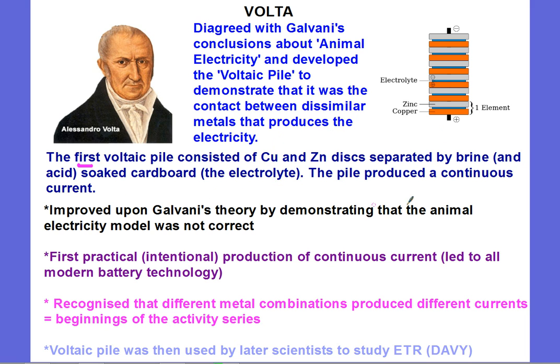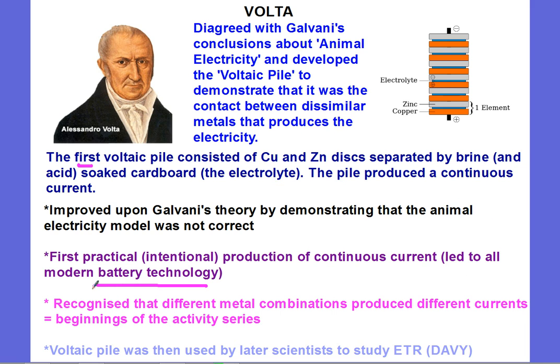Well, first of all, he improved upon Galvani's theory by demonstrating that the animal electricity model was not correct. You did not need the animal to produce electricity. He had the first practical and intentional production of a continuous current, and his voltaic pile led to all modern battery technologies, a pretty serious advance as far as electron transfer reactions are concerned.